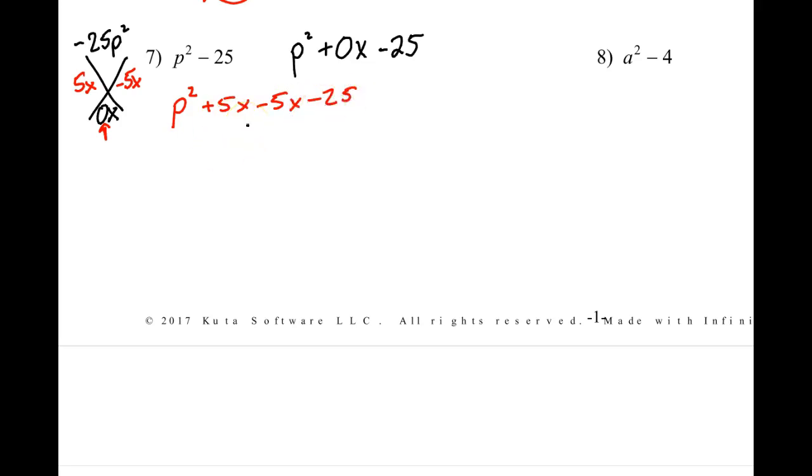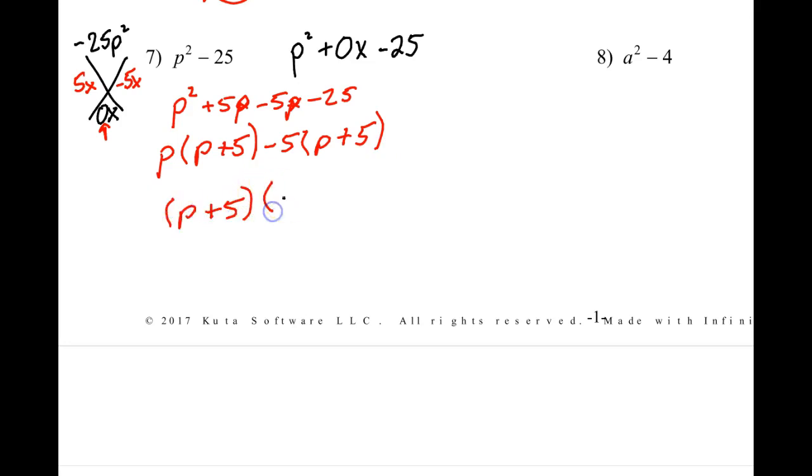And do the same things we did on the warm-up. It's going to be identical. After that, we'll get, well, picking c's and p's, not x. Take out p here, plus 5. Here we can take out a negative 5. Both of these are negative, and you're left with a p plus 5 as well. So in the end, we have p plus 5 and p minus 5.